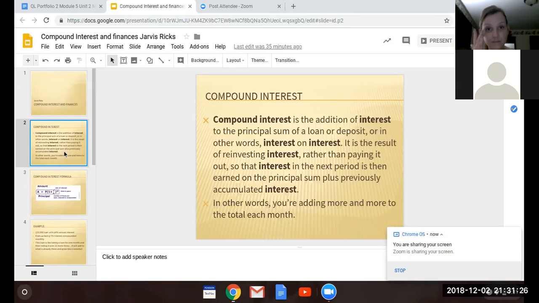Some vocabulary words I will be using are principal, interest, interest rate, and compound. And compound interest is the addition of interest to the principal sum of a loan or deposit. Or in other words, interest on interest. It is the result of reinvesting interest rather than paying it out. So that interest in the next period is then earned on the principal sum plus previously accumulated interest. In other words, you're adding more and more to the total each month.